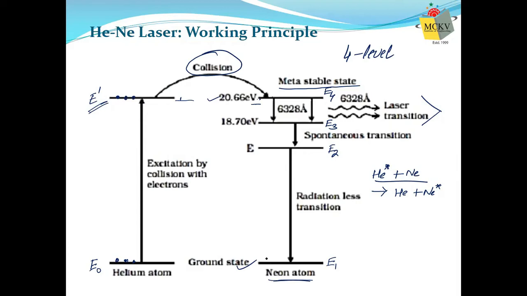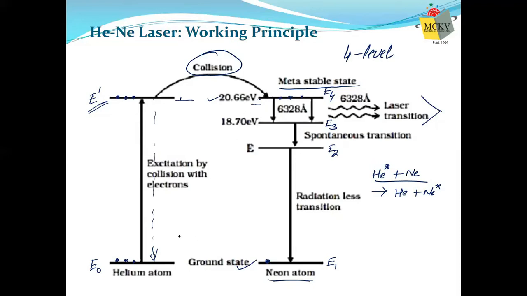state neon atom, then helium atom and neon atom exchange their energy. That means the helium atom will now be de-excited, so it will come down to the lowest energy level, and the neon atom is now excited to E4, which is a metastable energy level. That means the neon atom will stay here now.